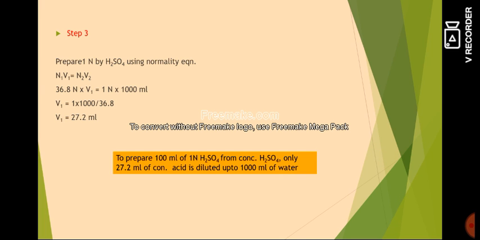Step 3. Prepare 1 normal sulfuric acid by using the normality equation. That is N1V1 is equal to N2V2. As we know, N1 is 36.8 normal. V1 can be calculated as 27.2 milliliters approximately. So to prepare 1000 ml of 1 normal sulfuric acid from concentrated sulfuric acid, only 27.2 ml of concentrated acid is diluted up to 1000 ml with water.